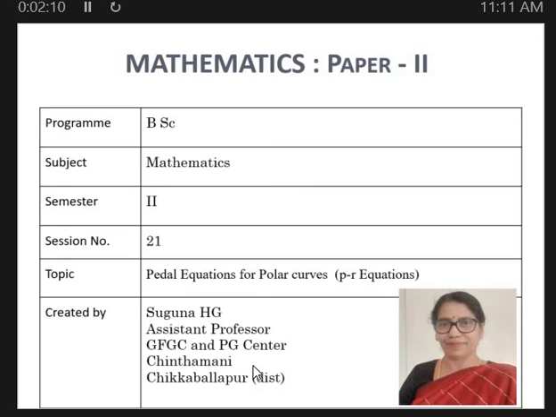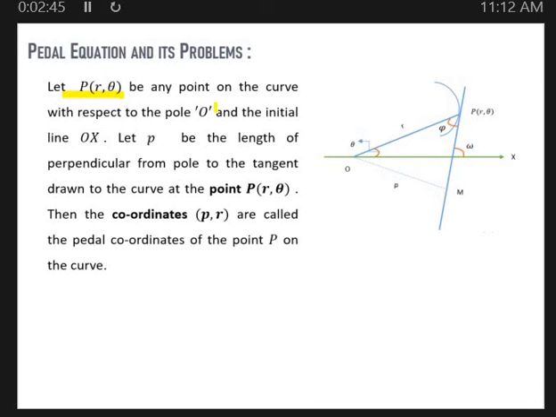In this video, we are going to learn pedal equation for polar curves and few problems on pedal equations. Let P of r theta be any point on the curve with respect to the pole O. See, in the diagram, O is the fixed point and OX is the initial line. This is the curve, r is equal to f of theta.